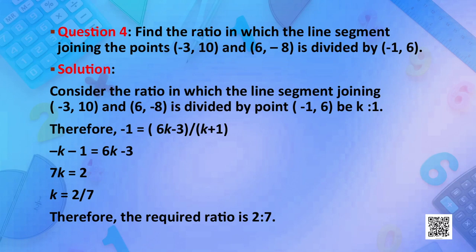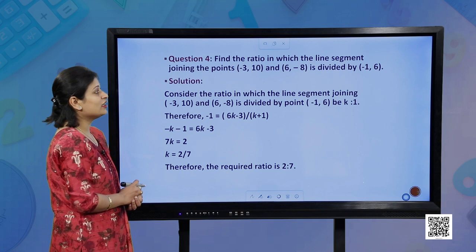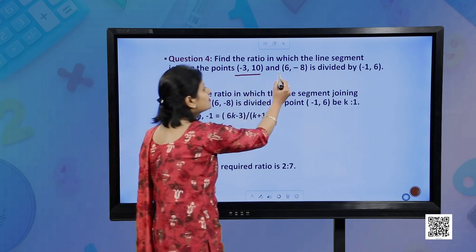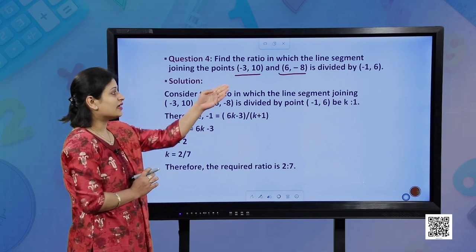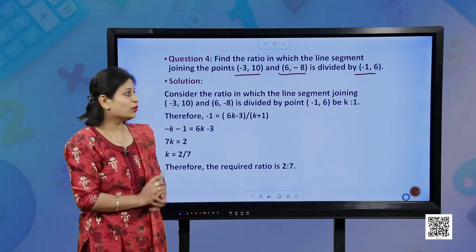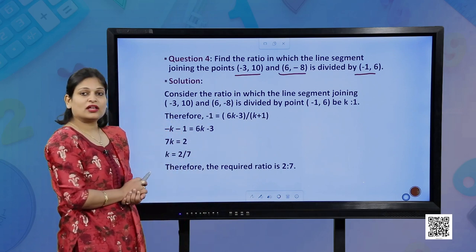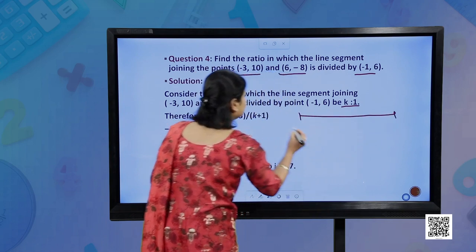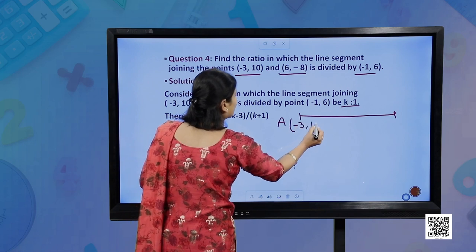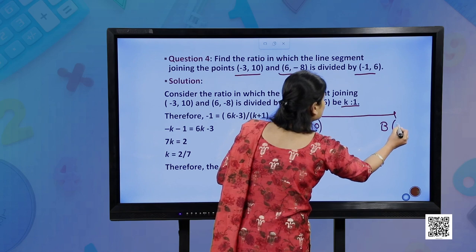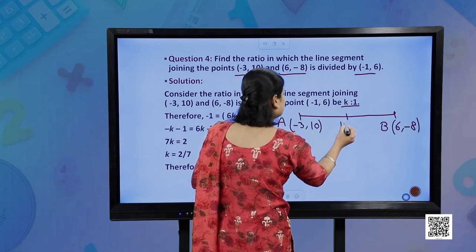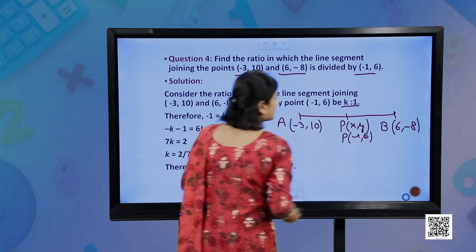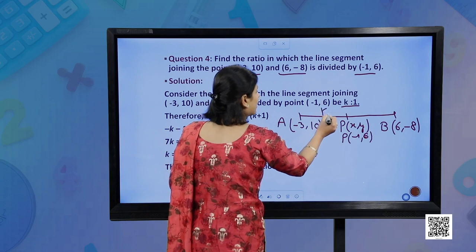Now, we will discuss another question of this exercise, question number 4. Find the ratio in which the line segment joining the points minus 3, 10 and 6, minus 8 is divided by minus 1, 6. We need to find out the ratio and the point of division is given. So, we will consider the ratio as k is to 1. So, we have two points given as A, minus 3, 10 and B as 6, minus 8. And the point which is x, y is given as minus 1, 6. And we need to find out the ratio which I have considered as k is to 1.